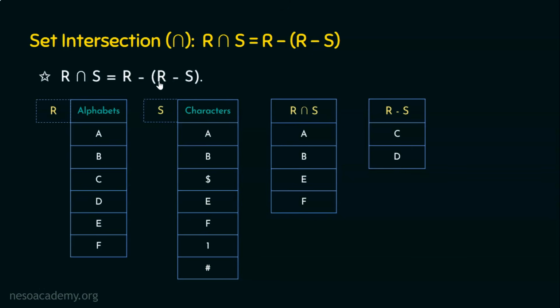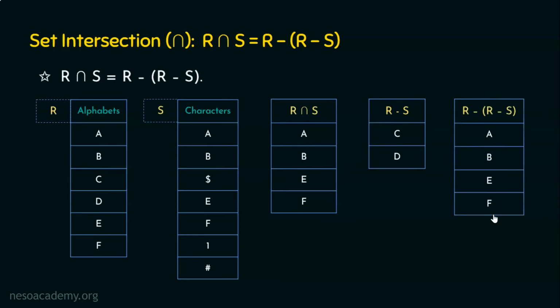Now we will perform R minus (R minus S). It means we take R, which is A, B, C, D, E and F, and subtract the output C and D. Now R minus (R minus S) means the set of members of R but not of R minus S. C and D are the members of R minus S, but A, B, E and F are members of R but not of R minus S. That's why in the output we get A, B, E and F. If you compare R intersection S and R minus (R minus S), both are the same.